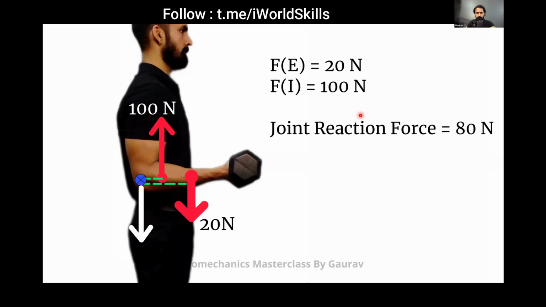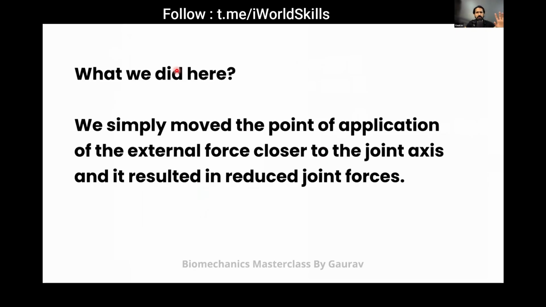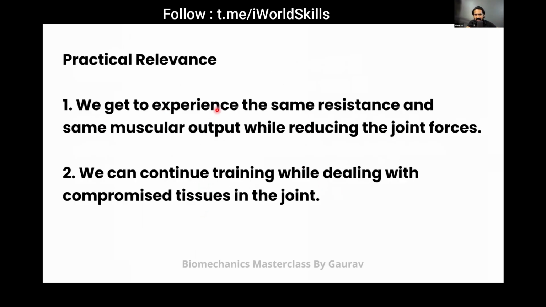Great, let's do that. So what we did here was, now this is the actual strategy, write it down in your notes. We simply moved the point of application of external force closer to the joint axis. This is the strategy. We moved the point of application of external force closer to the joint axis, and it resulted in reduced joint forces. We get to experience the same resistance and the same muscular output while reducing the joint forces. So we can continue our training.